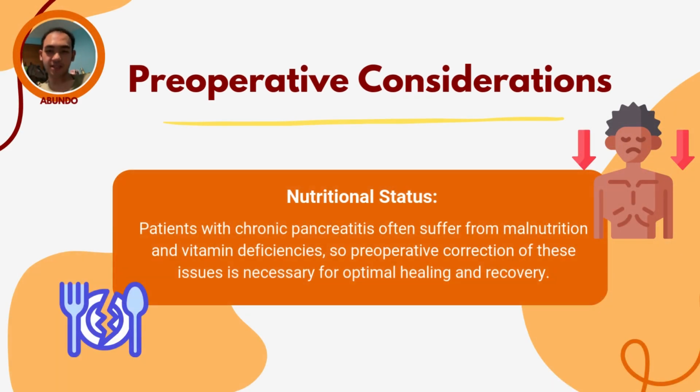The third one is nutritional status. Patients with chronic pancreatitis commonly suffer from protein calorie malnutrition and fat soluble vitamin deficiencies, specifically vitamins A, D, E, and K. This is due to poor dietary intake, chronic inflammation, and malabsorption. A comprehensive nutritional assessment including serum albumin, prealbumin, transferrin, and micronutrient levels should be performed. Nutritional support such as high protein diet, enteral nutrition or TPN in severe cases, and supplementation should be provided to optimize tissue healing, immune function, and post-operative recovery.